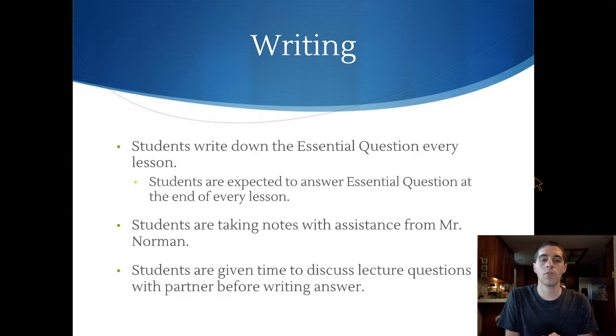Writing. Mr. Norman, at the beginning of every lesson, has an essential question for the lesson. This question is usually somewhat lengthy. For the Missouri Compromise, he used, what were the 3 effects of the Missouri Compromise? The students write down the question and are expected to answer it by the end of the lesson. He allows the students at the end of the lesson maybe a minute, 2 max, to discuss the question with their partner.